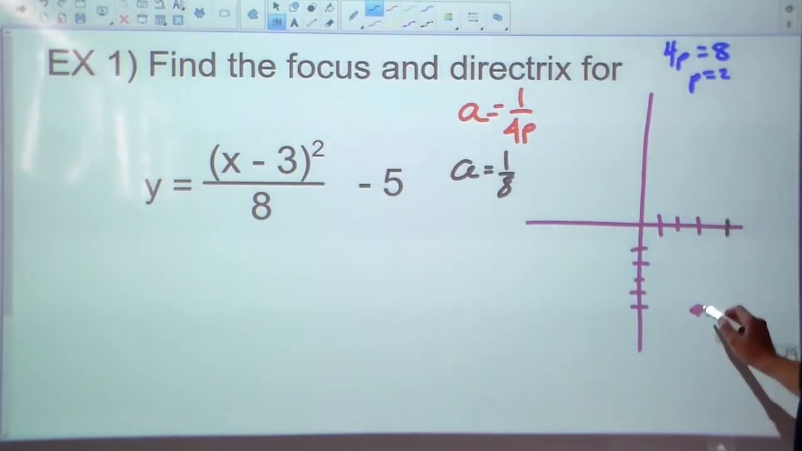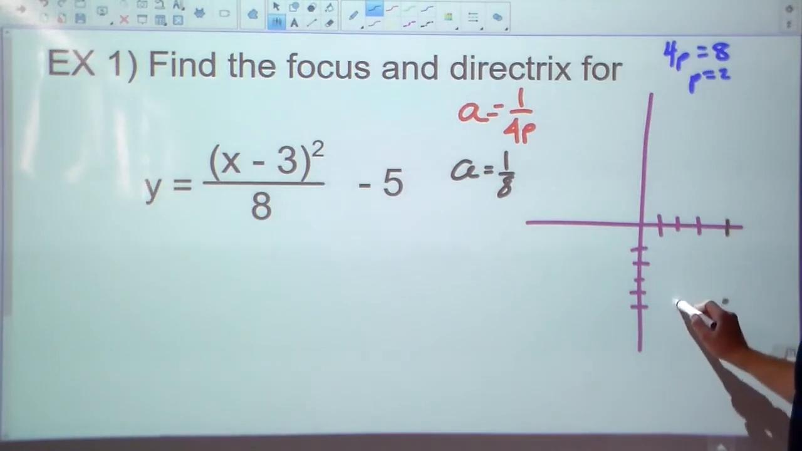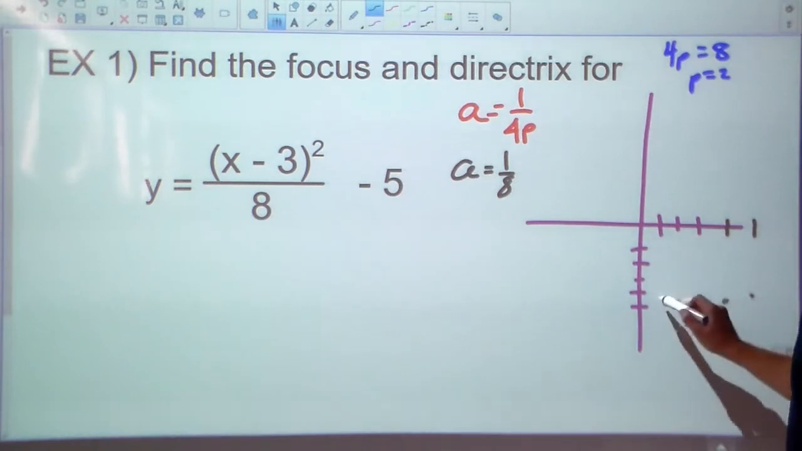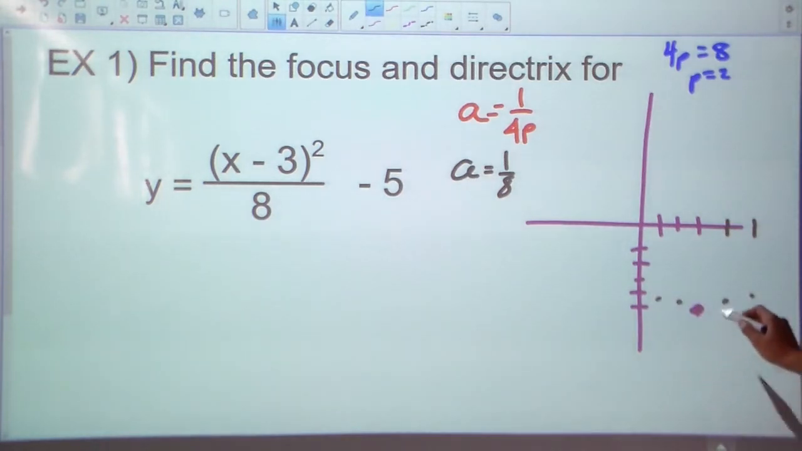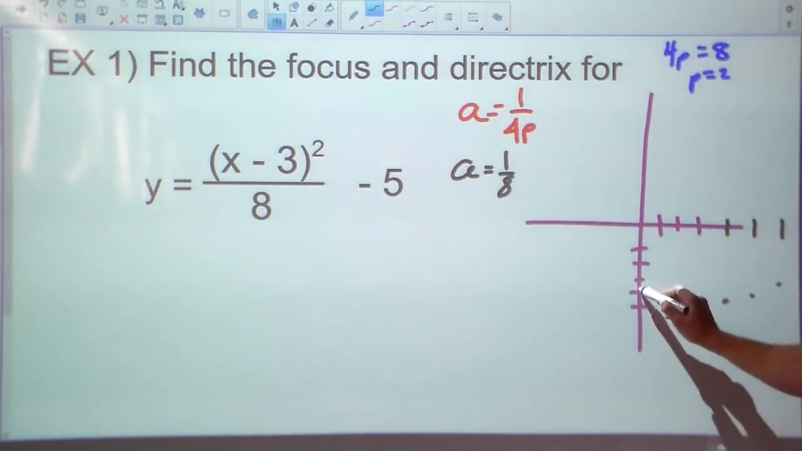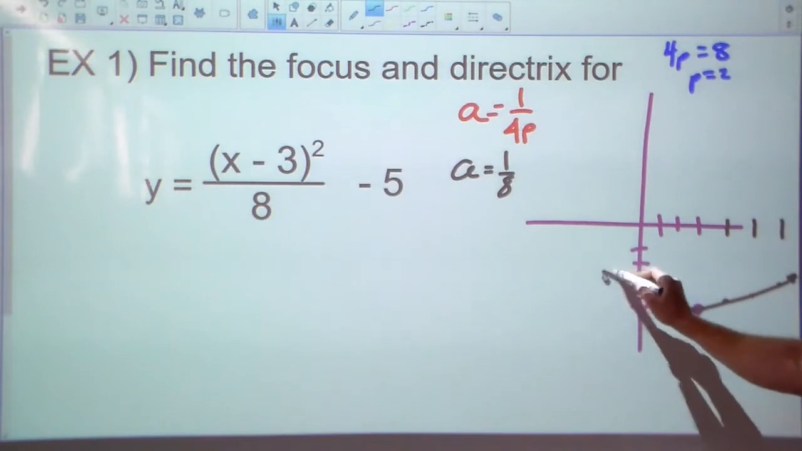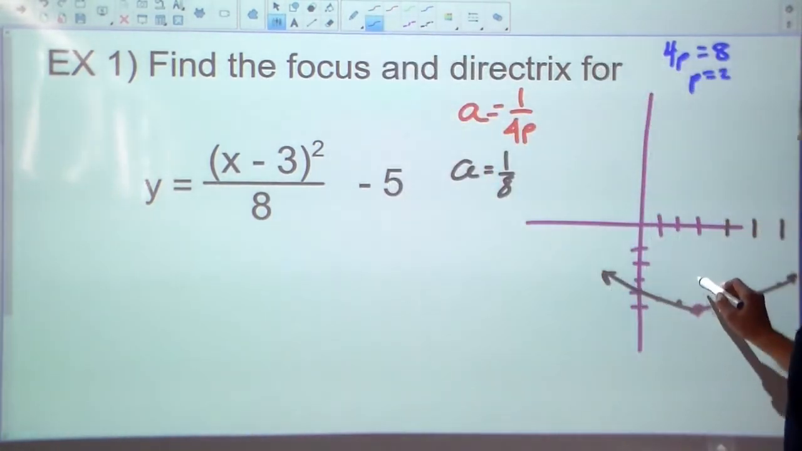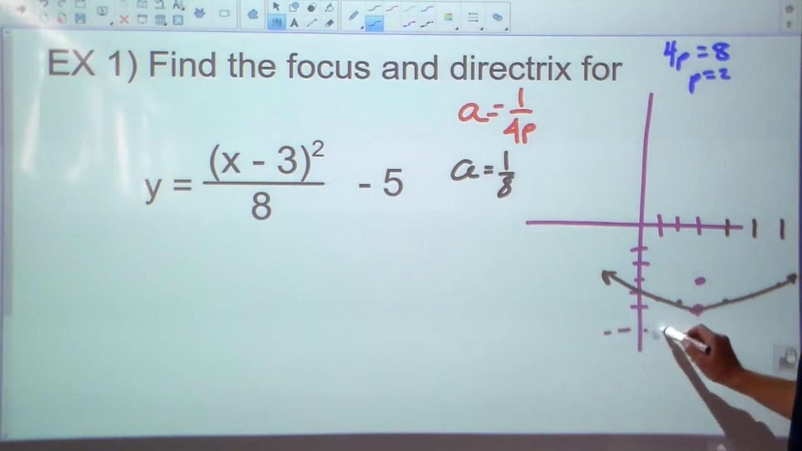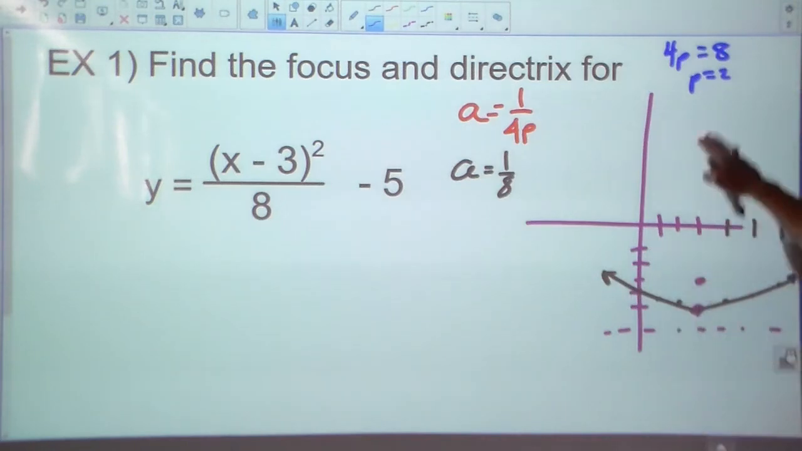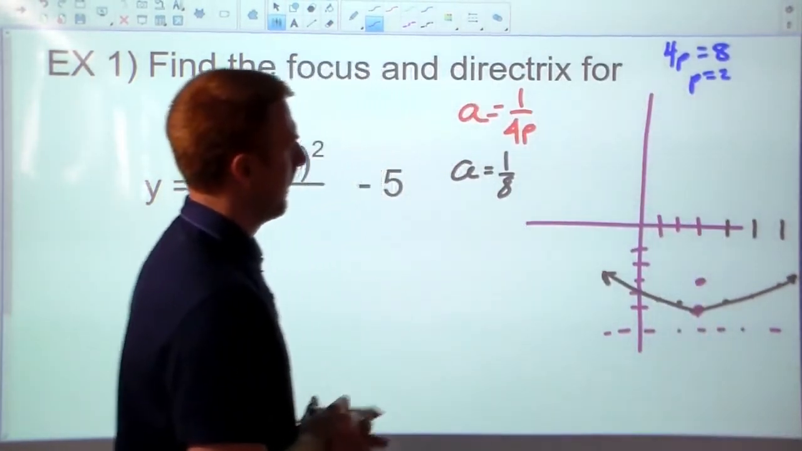So that means every time I go right or left, I'm only going up 1/8, so I'm barely going up at all. The next time I go one more, I'm going to go up 3/8, so I'll be up to 1/2. So this thing is very slowly opening. Next time I would go 5/8, so I'll be just a little bit above -4 there. And I think that's good enough. So my focus is going to be happening somewhere in this area. Directrix is somewhere down here. We don't have to worry about how far away right now. If you want to start using the p value, you know it's 2 above, 2 below. But that's enough to get us in the right direction.